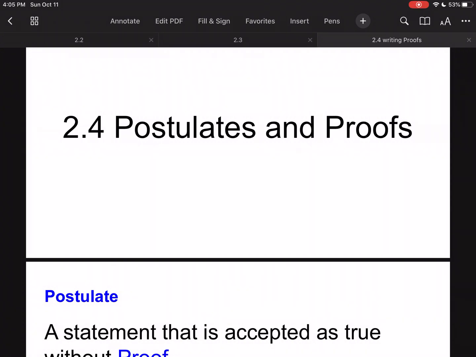Welcome to every geometry student's favorite lesson, 2.4 postulates and proofs. All right, guys, buckle up.